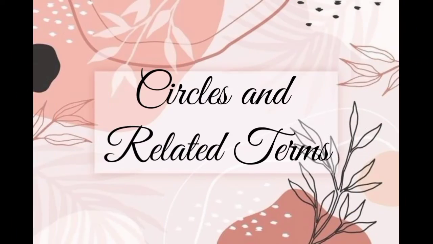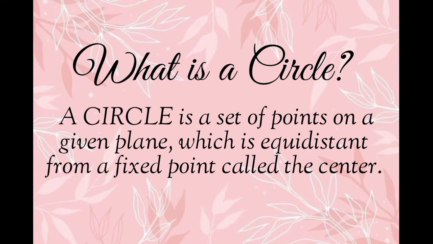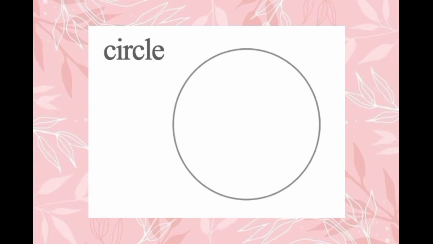Circle and related terms. What is a circle? A circle is a set of points on a given plane which is equidistant from a fixed point called a center. So this is what a circle looks like.